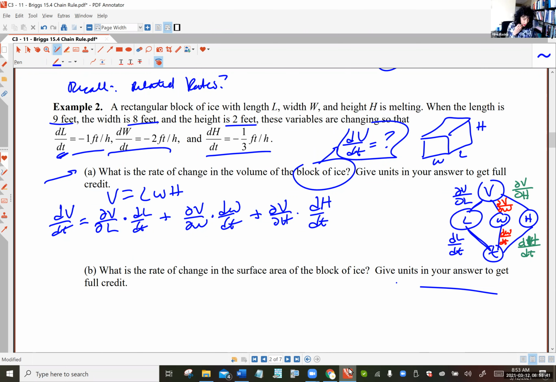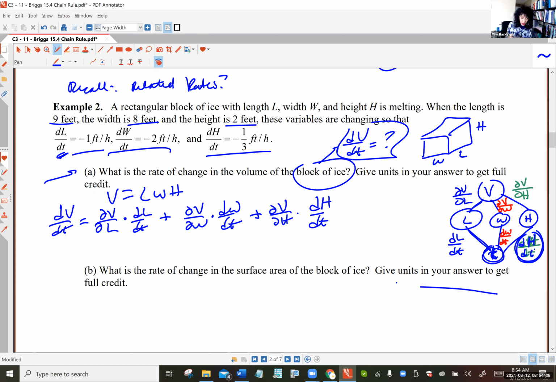So, which one there? Looking at the diamond, the right bottom, right? This is a T right here. And then this here says dH dt. Does that help? Yeah, that does help. dH dt.